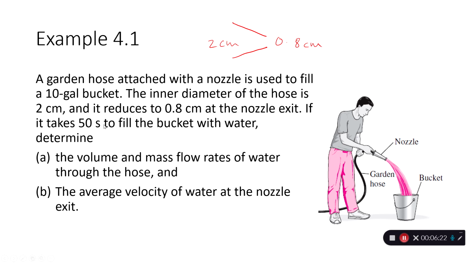If it takes 50 seconds to fill the bucket with water, you have to find the volume and the mass flow rate of the water through the hose and the average velocity of water at the nozzle exit. So we have to find three things. Here is the volume flow rate, the mass flow rate, and here the velocity at the outlet. Outlet means here, the velocity at the nozzle outlet.